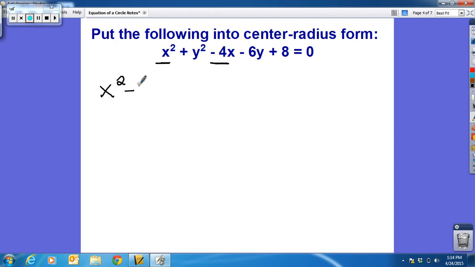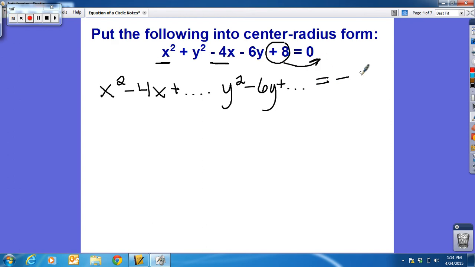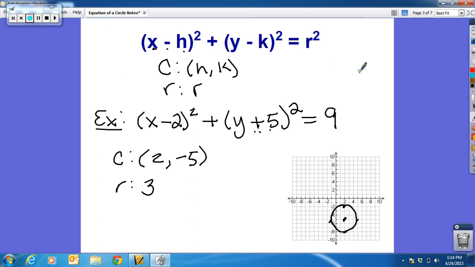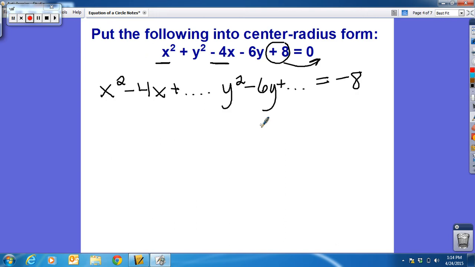x squared minus 4x, and I'm going to put plus dot dot dot. Then I'm going to do the y's. So I have y squared minus 6y plus dot dot dot equals, I'm going to move this 8 to the other side. I do that by subtracting 8 from both sides, so minus 8 on both sides. Okay, now we need to complete the square. So just like in the last slide, go back to it here, we have x minus something squared, or x plus something squared. That's what I want to make just this part look like.